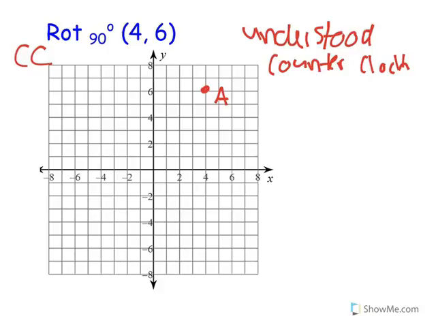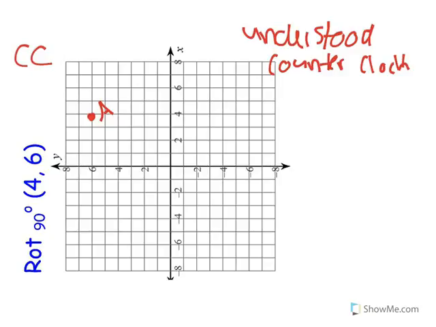So instead of following the rules, I like to do my rotations a little bit differently. I look at the graph and I will rotate the actual graph. So I rotated my graph 90 degrees to the left because that's counterclockwise. And I'm going to look and see where my point is.